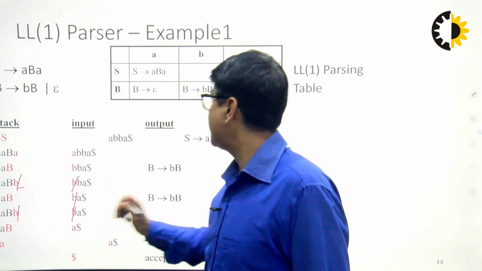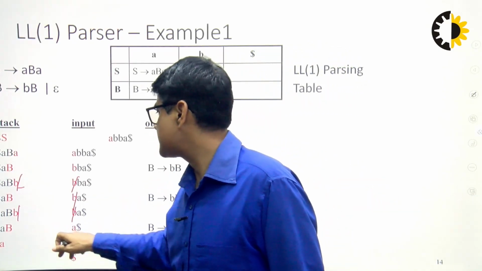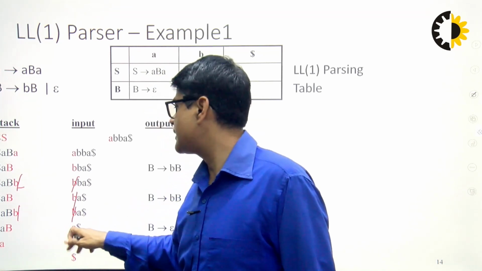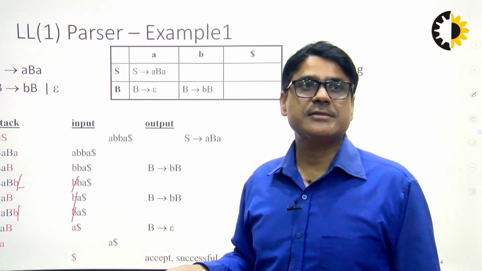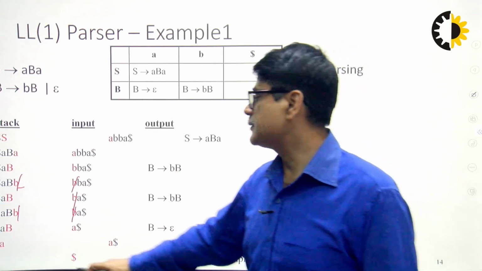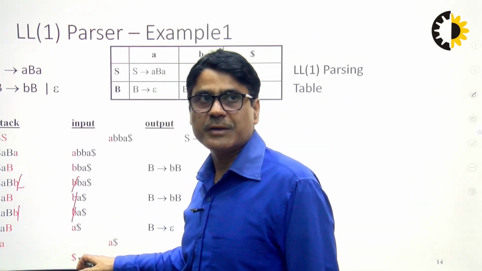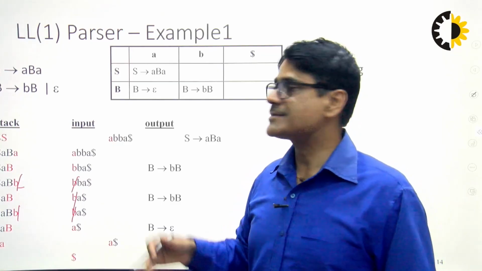Then again B and small a: you will see B produces epsilon, so B is eliminated, and small a is there. Because the top of the stack and current input symbol are the same, we have to pop this small a, and we are getting the dollar at both places. So this process is complete. But the important thing is the last process.